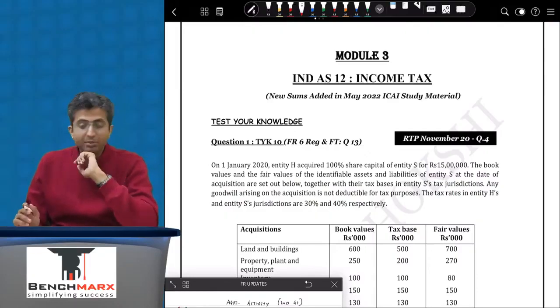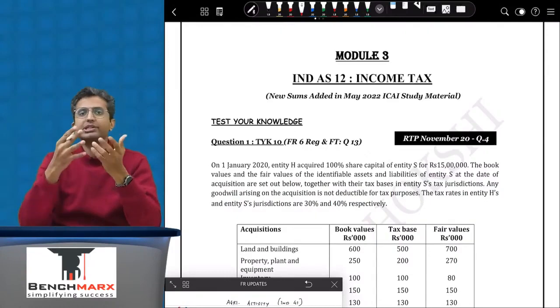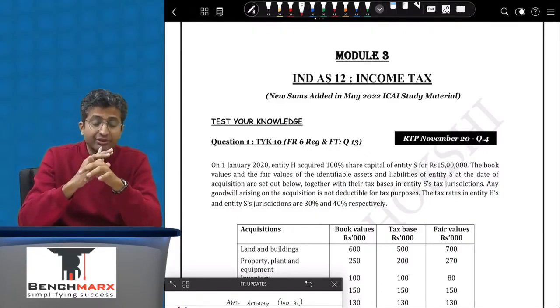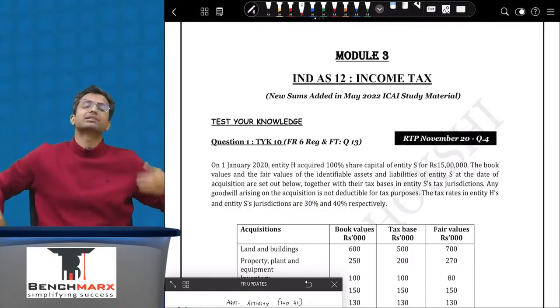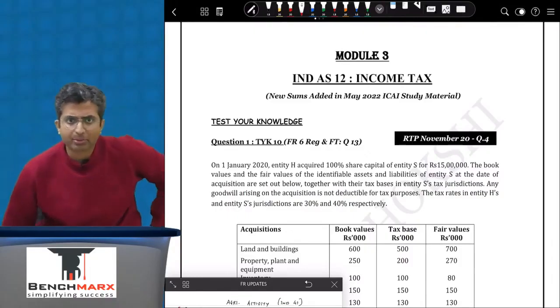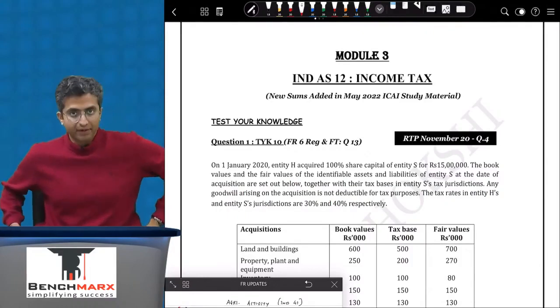So over here, this is a November 2020 RTP question. This is the calculation of deferred tax along with a business combination. Whenever there is a business combination, you take over assets and liabilities. So basically net assets minus liabilities, and you take them over at fair value.